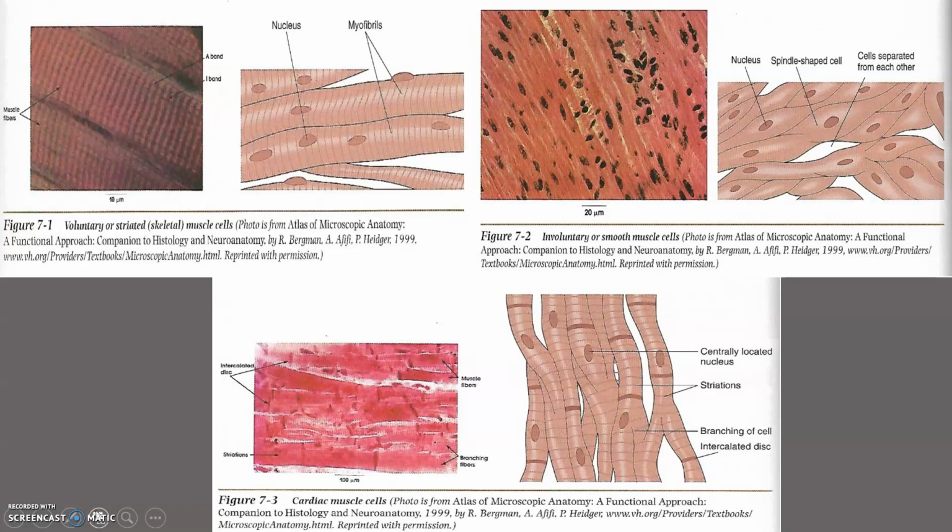These muscle cells do not contain those light and dark bands, giving them a smooth appearance. They are also spindle-shaped. And then we have in figure 7.3 cardiac muscle cells. The cardiac muscle cells also have striations or stripes, and they have branching fibers, giving them that branched appearance.